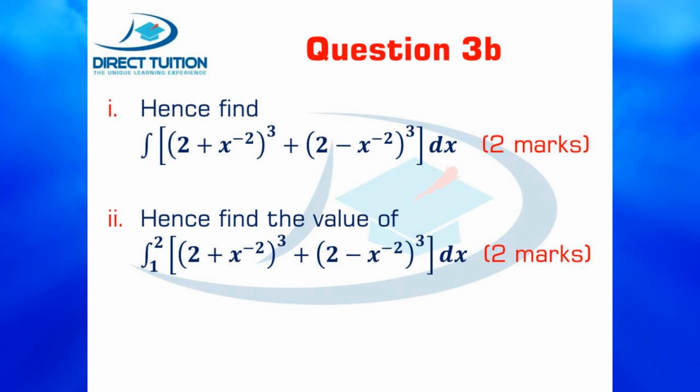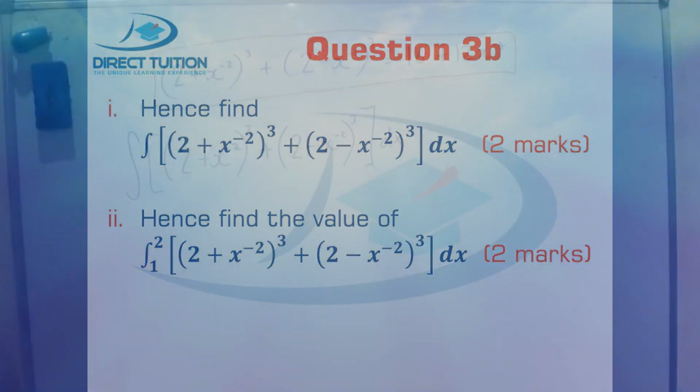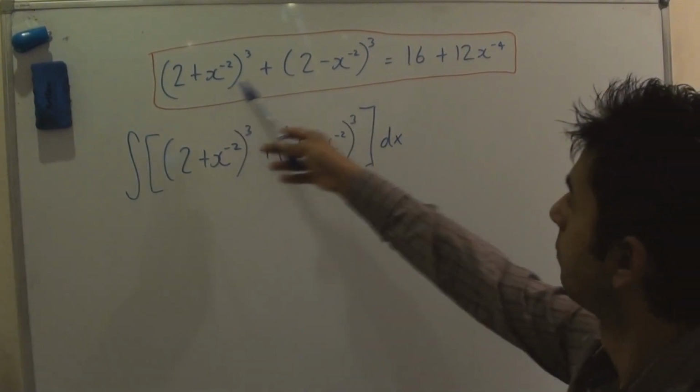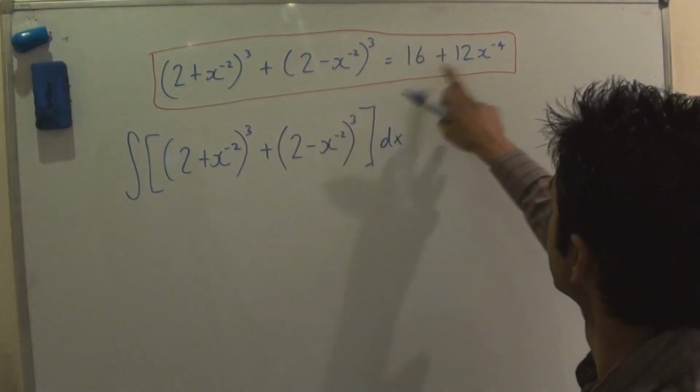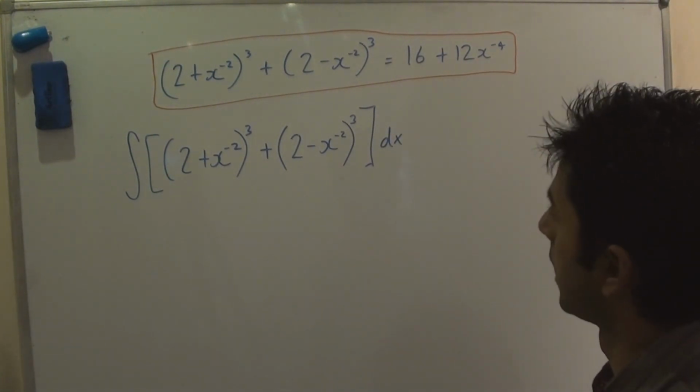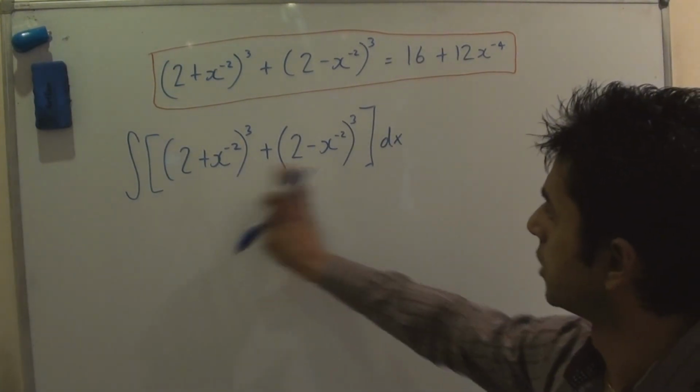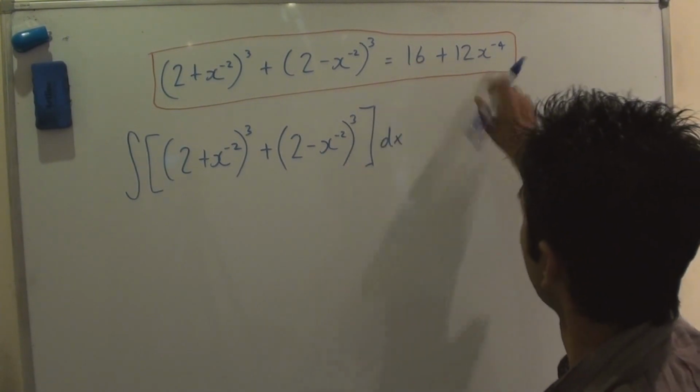So let's have a look at question 3b part 1. Hence, find the integral of that expression for 2 marks. Okay, now I've already written our answer from the previous part of the question, so we know that this equals 16 plus 12x to the minus 4. So the first thing we can do is replace this by that.